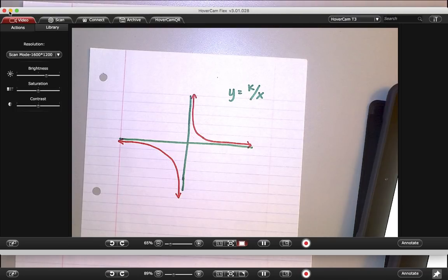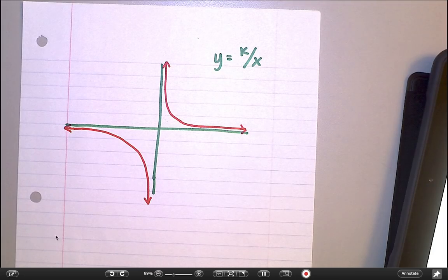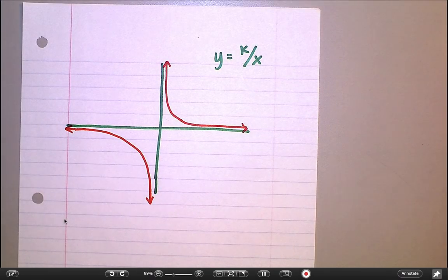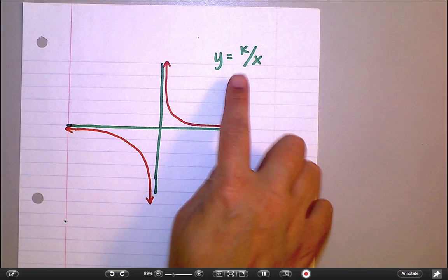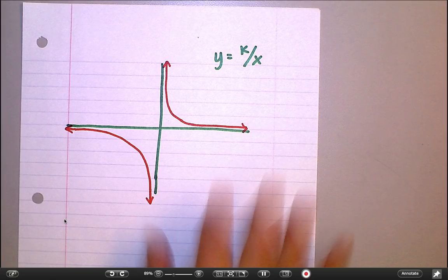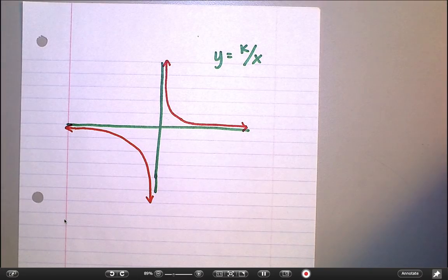Everyone. I just wanted to do a quick summary video of what you should have noticed about this graph of y equals k over x when you looked at it on the Desmos website. I wouldn't recommend watching this video before you work your way through that activity, which is also linked in Blackboard for you.